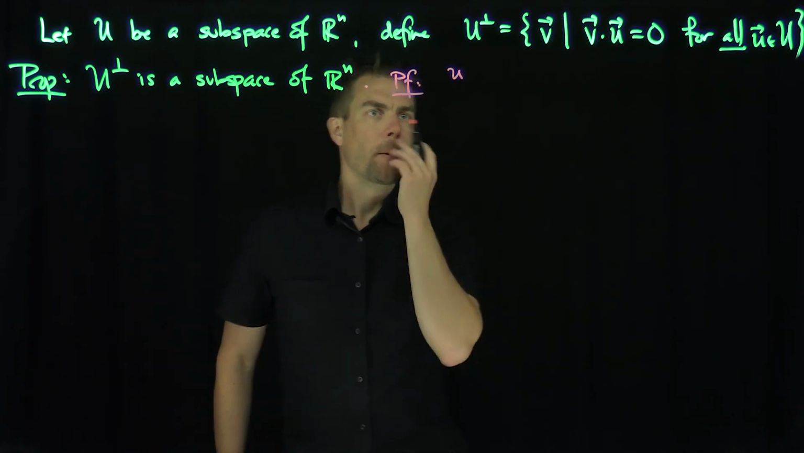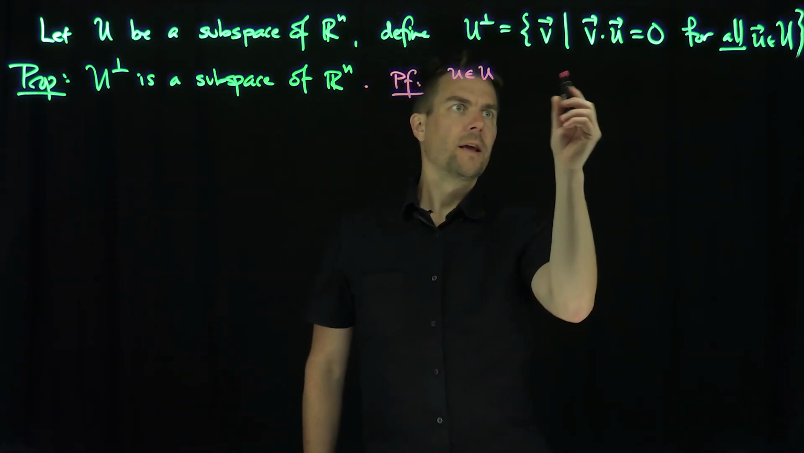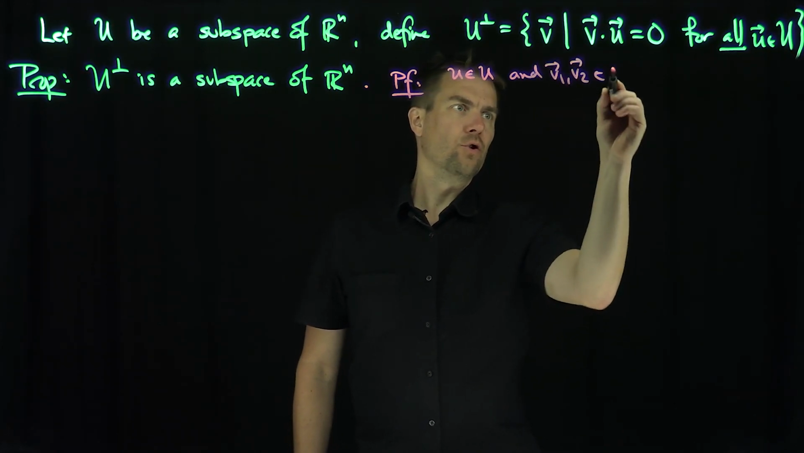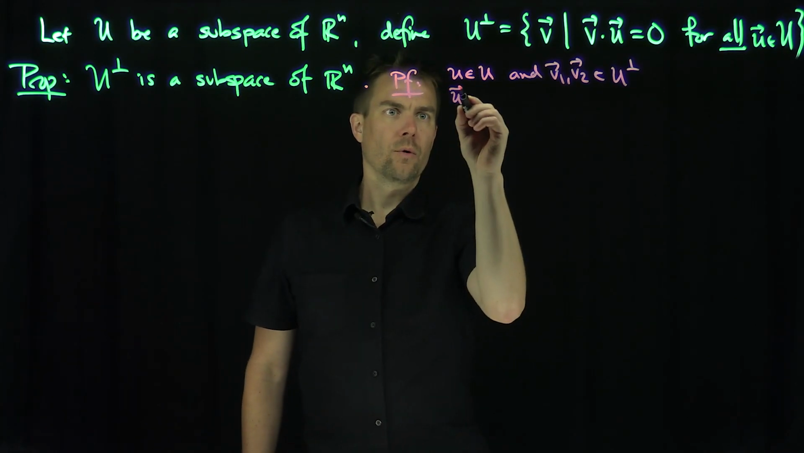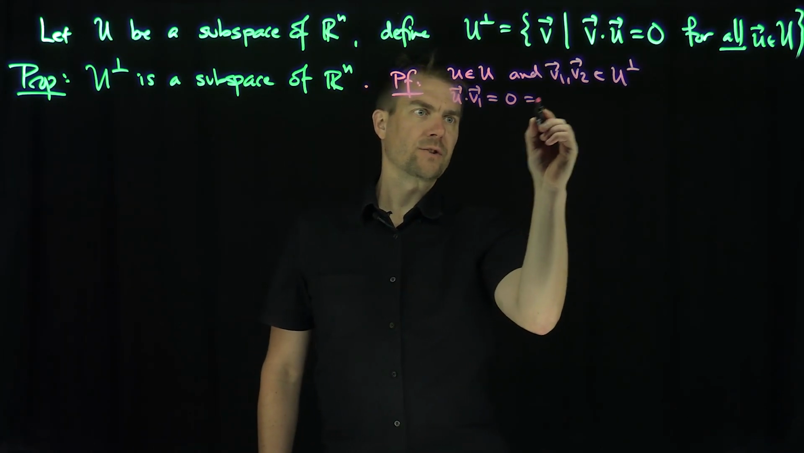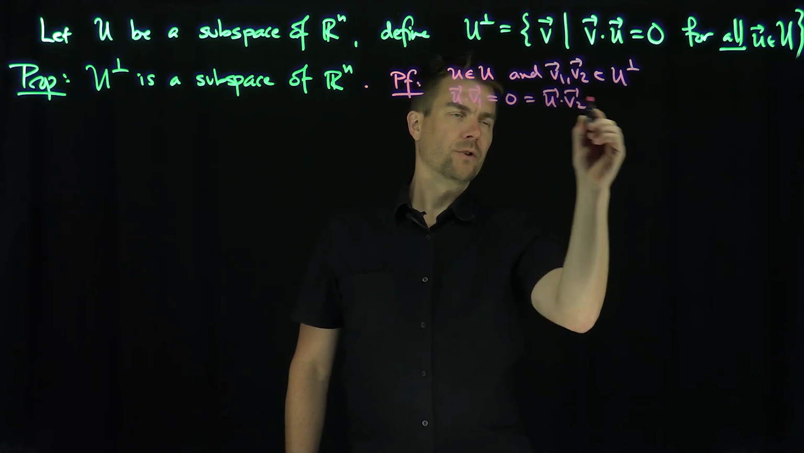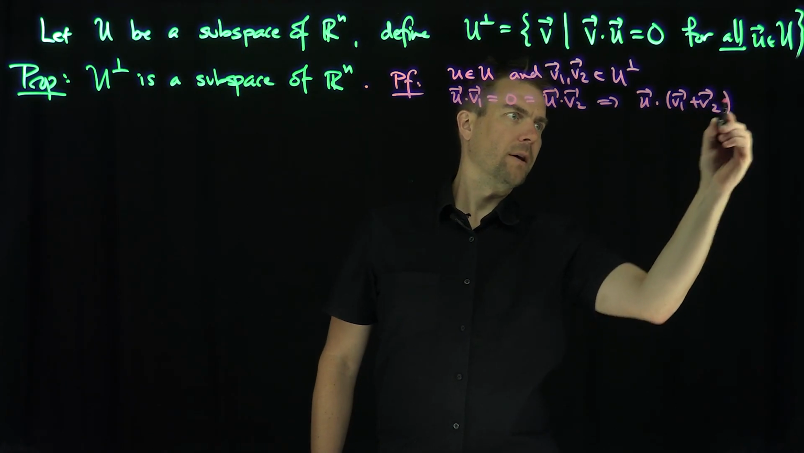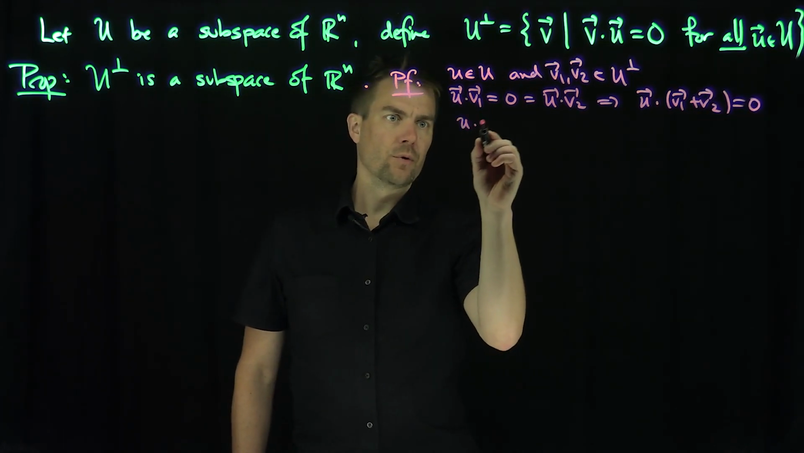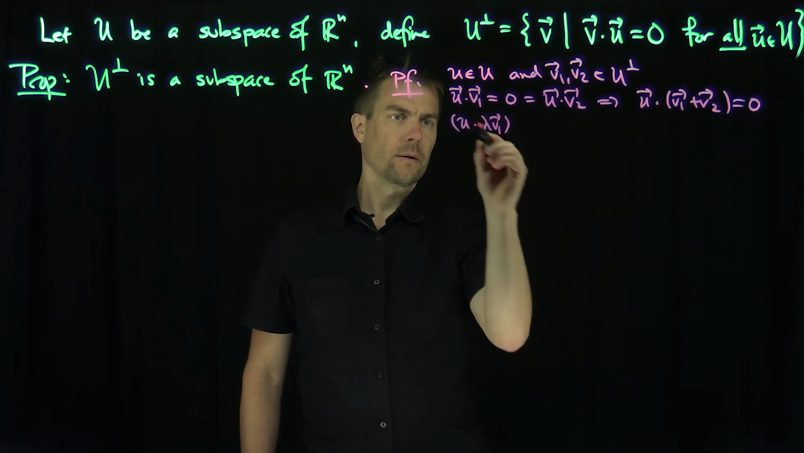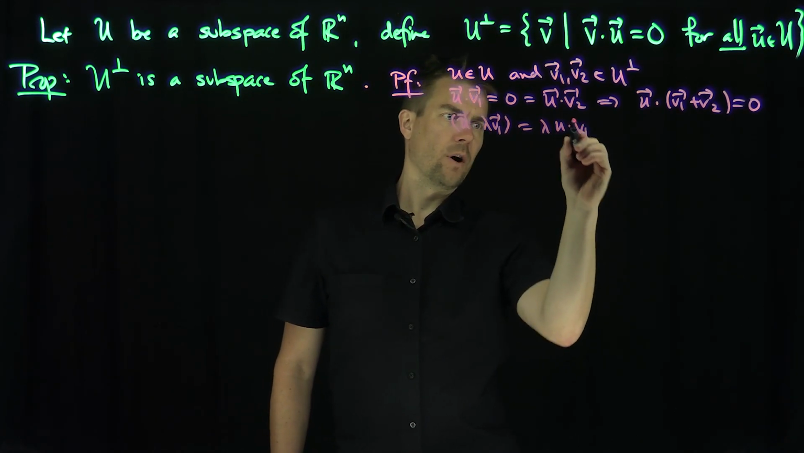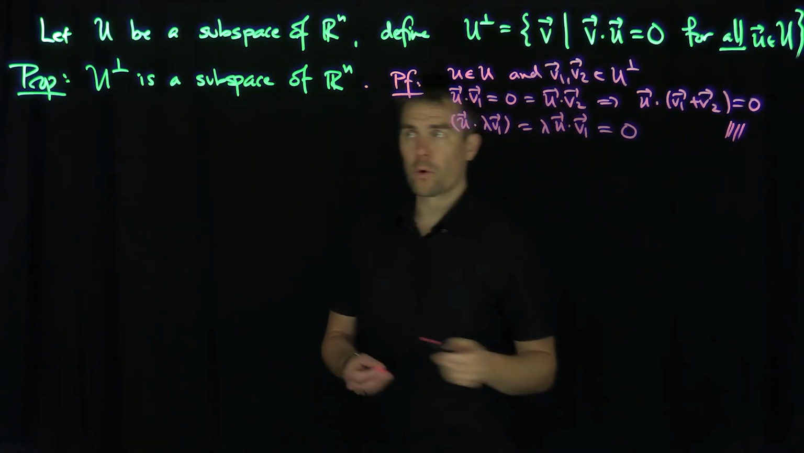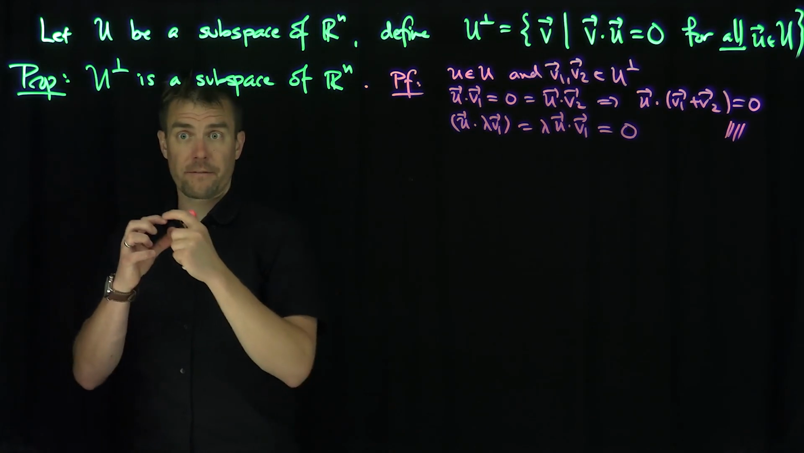If U is in U, for any U in U, and V1, V2 are in U perp, then U dot V1 is equal to 0, and that's also equal to U dot V2. So in particular, U dot (V1 plus V2) is equal to 0. And analogously, U dot lambda V1 is lambda times U dot V1, and that's equal to 0. So that proves that it's a subspace. Moreover, we know that I can add these two subspaces together in a direct fashion.